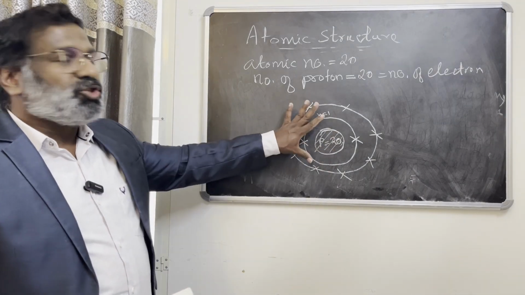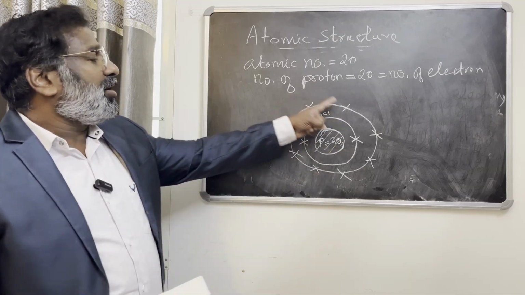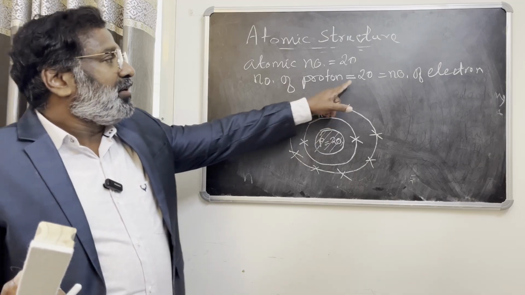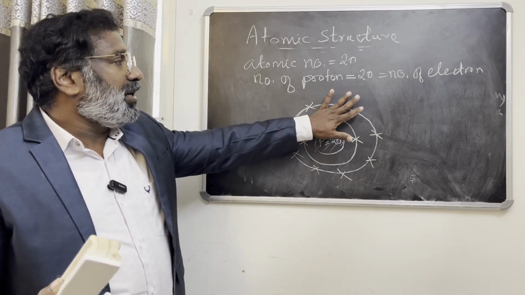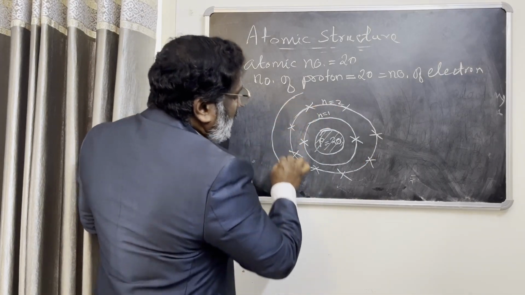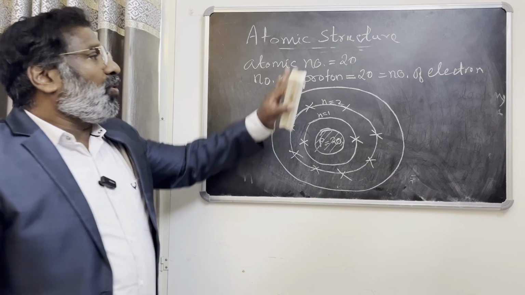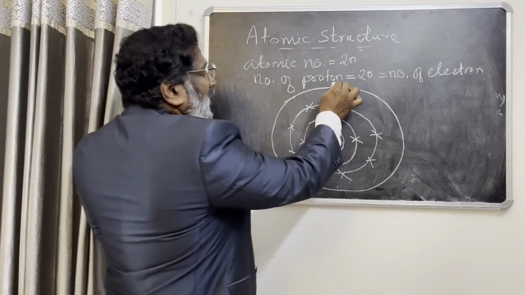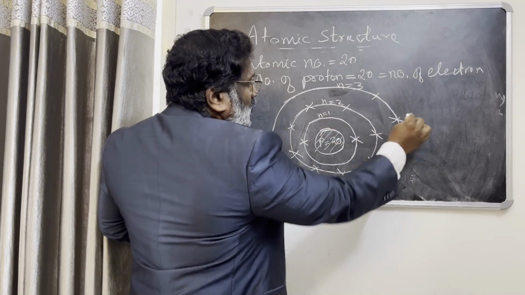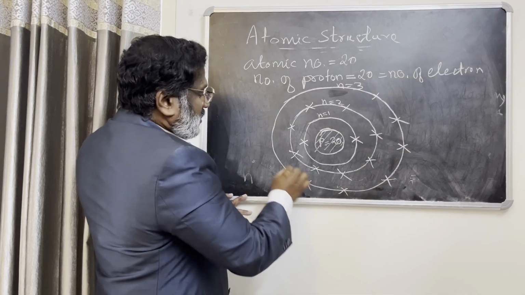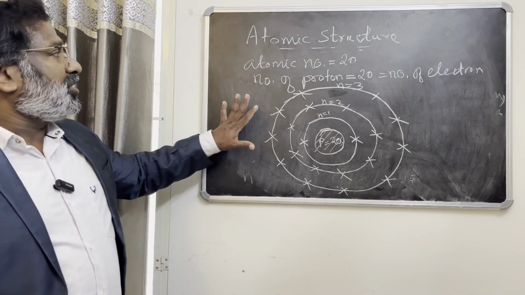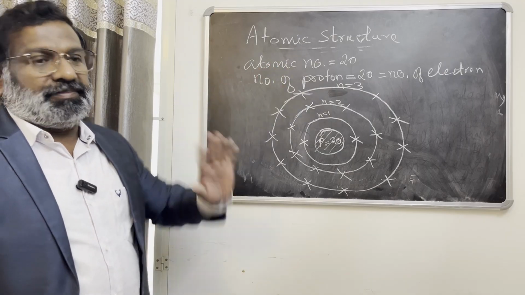So how many electrons have we distributed so far? First orbit 2, second orbit 8, so total 10. What is the balance of electrons remaining? Total is 20, we already distributed 10, so the balance is 10. What is the maximum number of electrons that can be accommodated in the third orbit? 18. So all the 10 electrons can be accommodated in the third orbit, n equal to 3: 1, 2, 3, 4, 5, 6, 7, 8, 9, 10. So this is the atomic structure of an atom whose atomic number is 20.